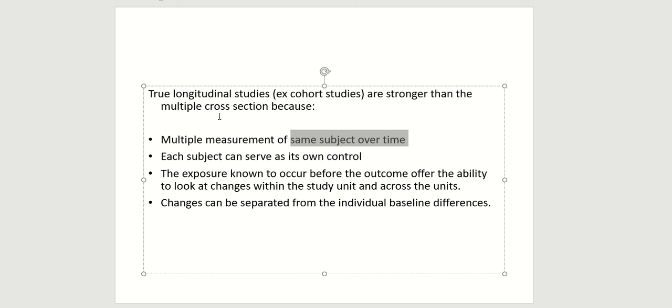So the cohort, the longitudinal design, is better because you're measuring the same person, and every subject can serve as their own control. The exposure is known to occur before the outcome, offering the ability to look at change within the subject unit and across the units, and changes can be separated from the individual baseline characteristics.